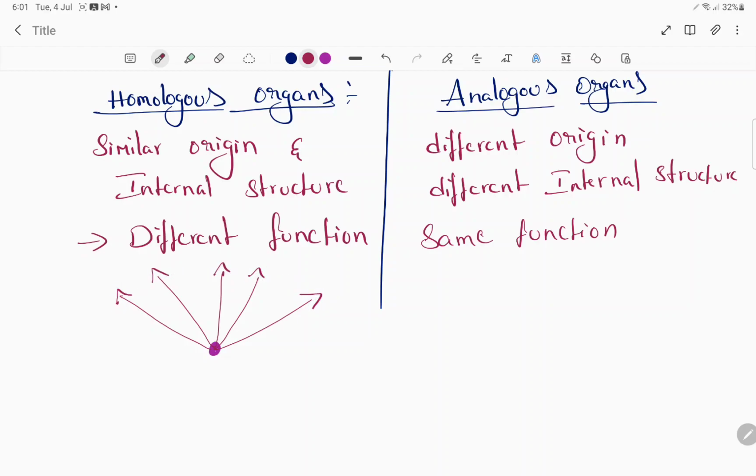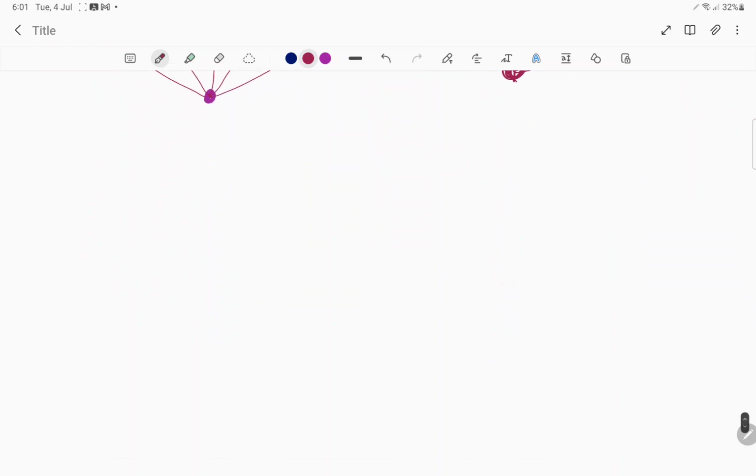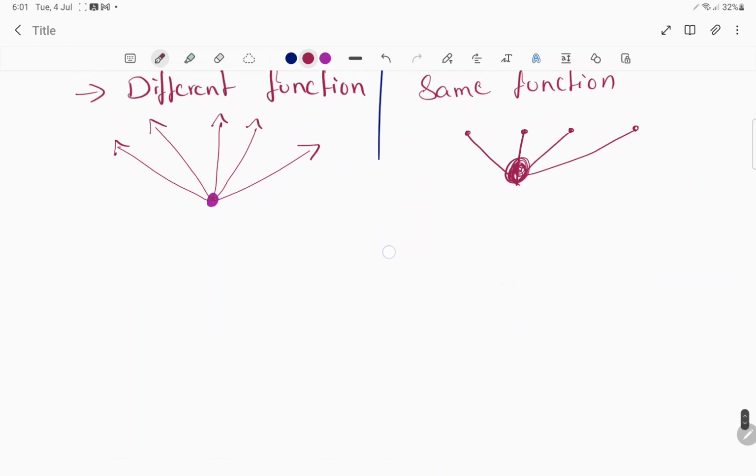Homologous organs are divergent. When it comes to analogous, you will have different origins, but all together they will perform the same function. All together they perform the same function, which we call analogous organs. So let's talk about examples of homologous and analogous.